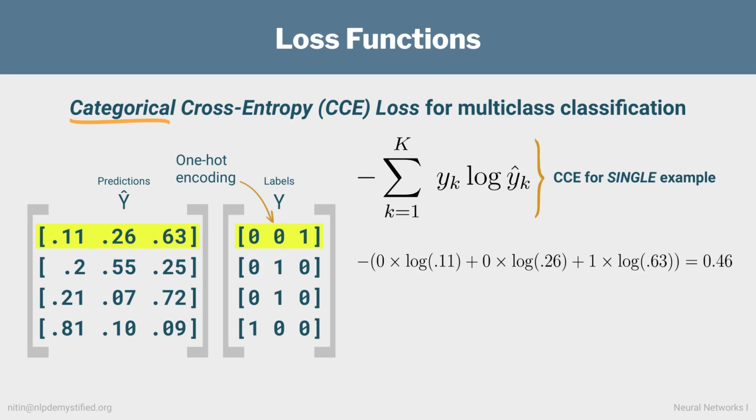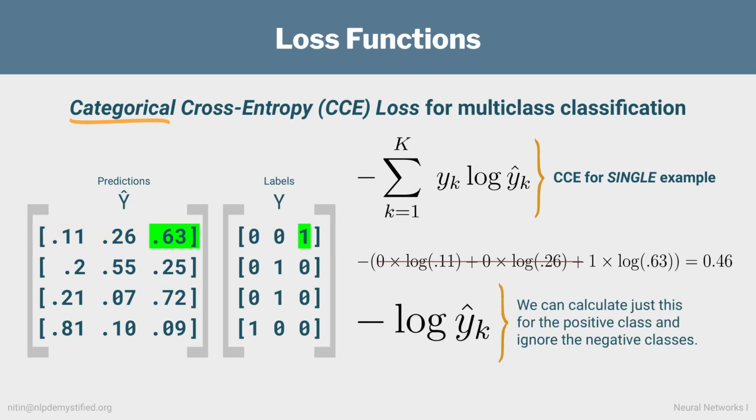So calculating the CCE between the first prediction and target just involves an element-wise multiplication between y and the natural logs of y hat, and adding it all together. In this case, the loss for the first example works out to 0.46. But notice that only one of the likelihoods actually matters, in this case the last one corresponding to the correct class. The other probabilities just multiply by 0 and drop out. So really, we can just calculate the negative log likelihood for the positive class and ignore the negative classes altogether.